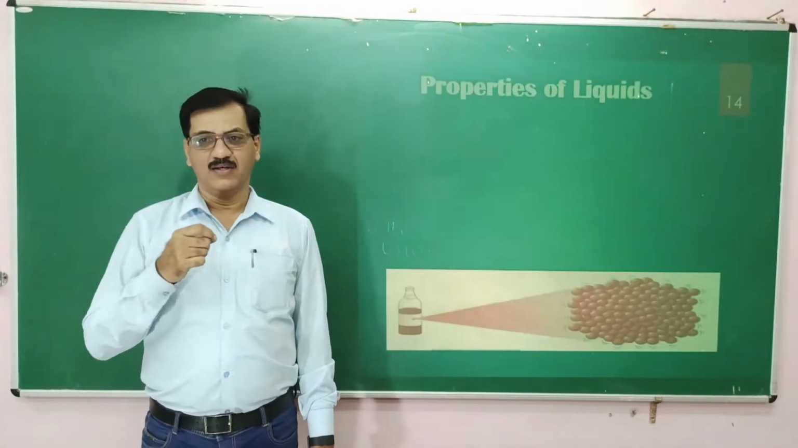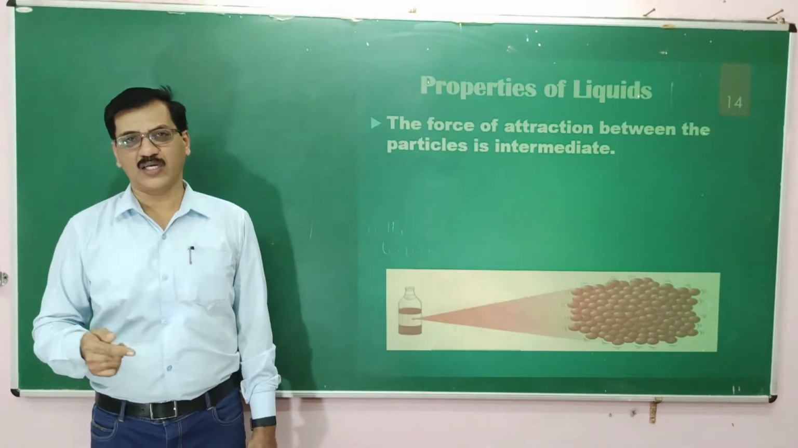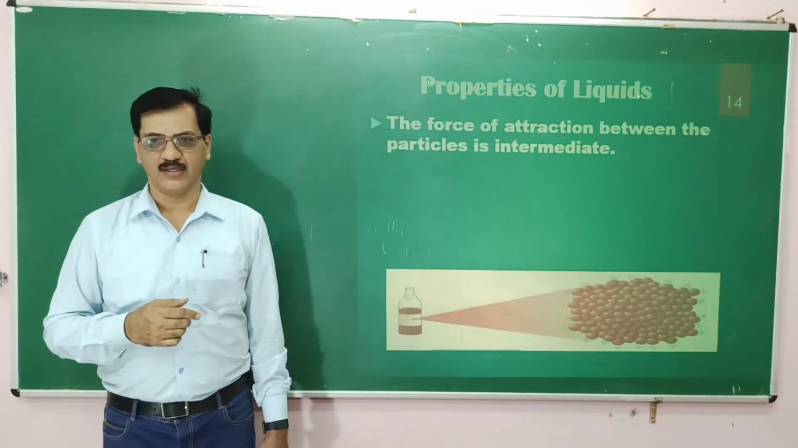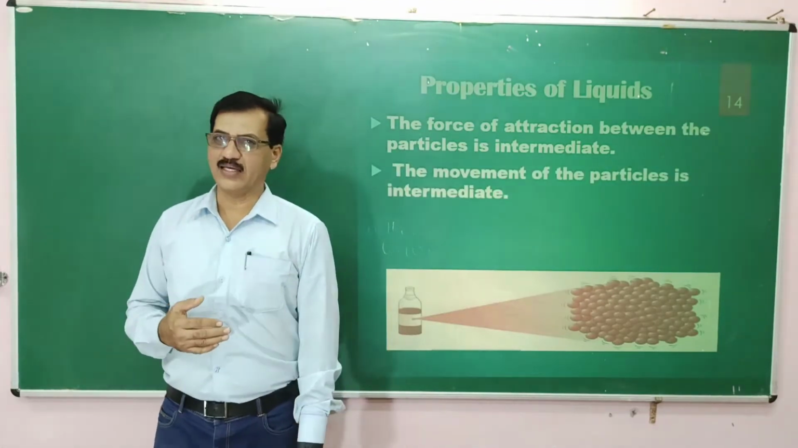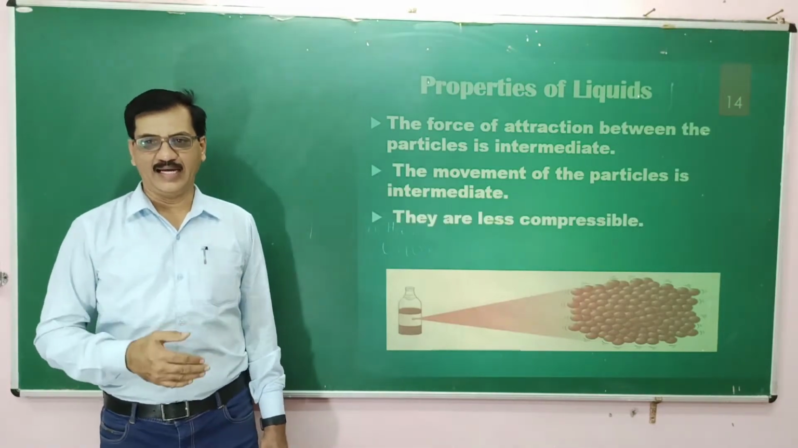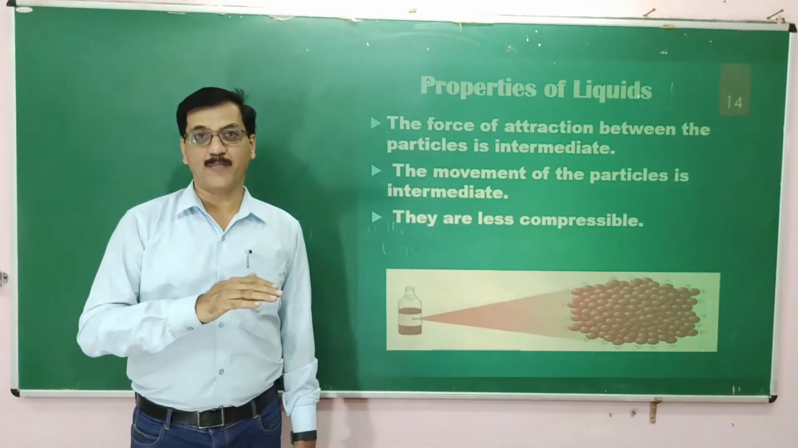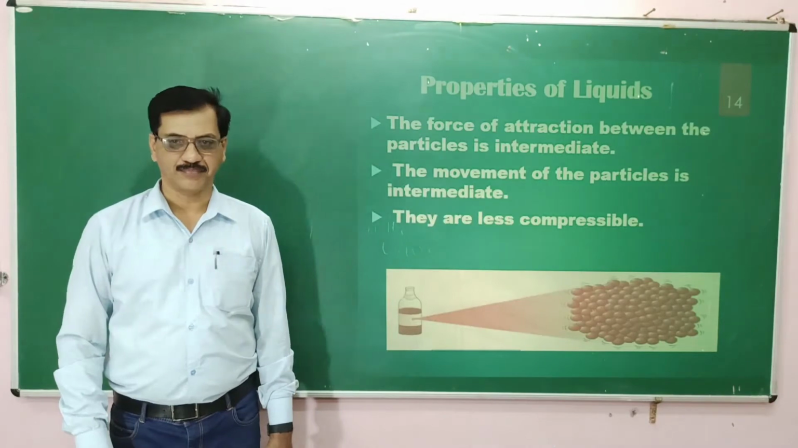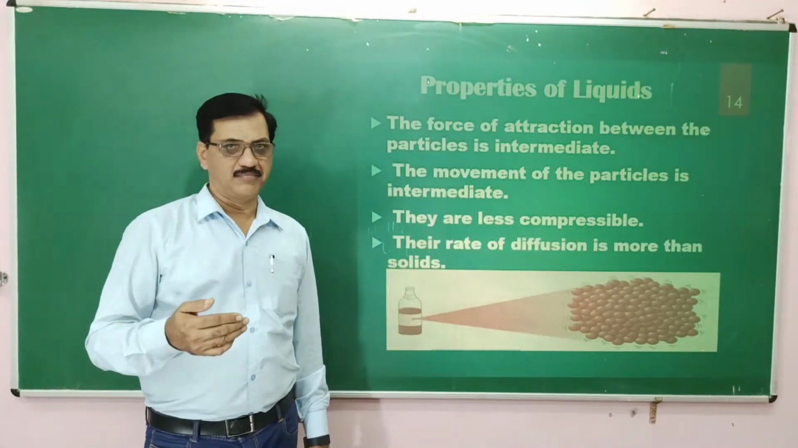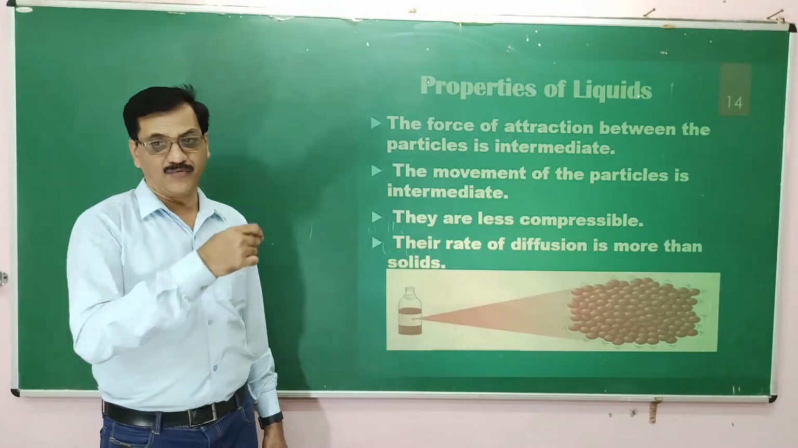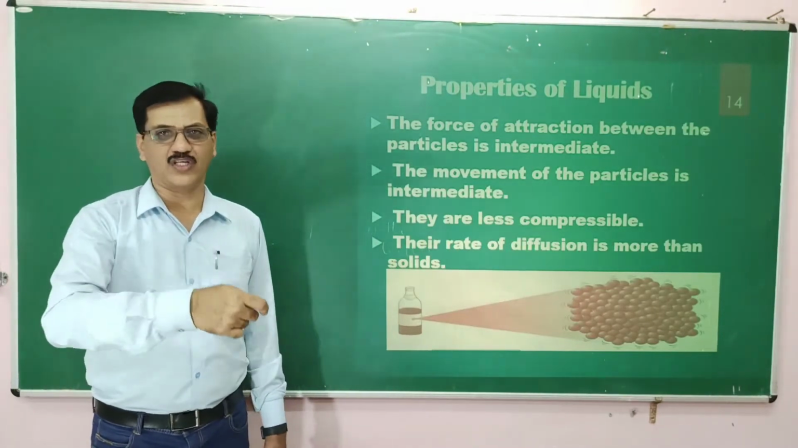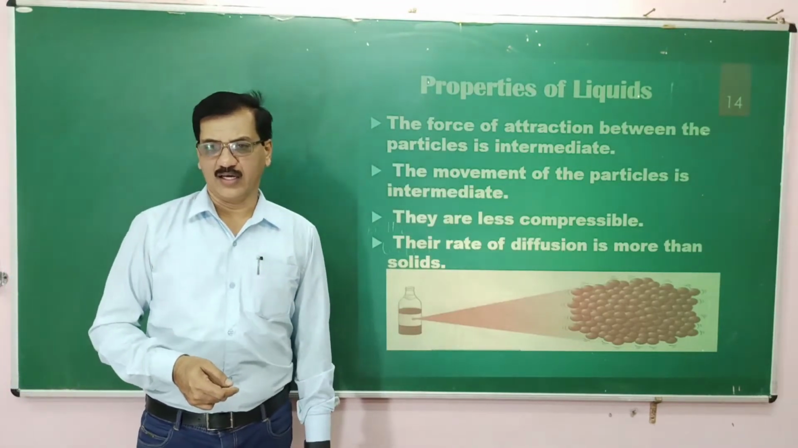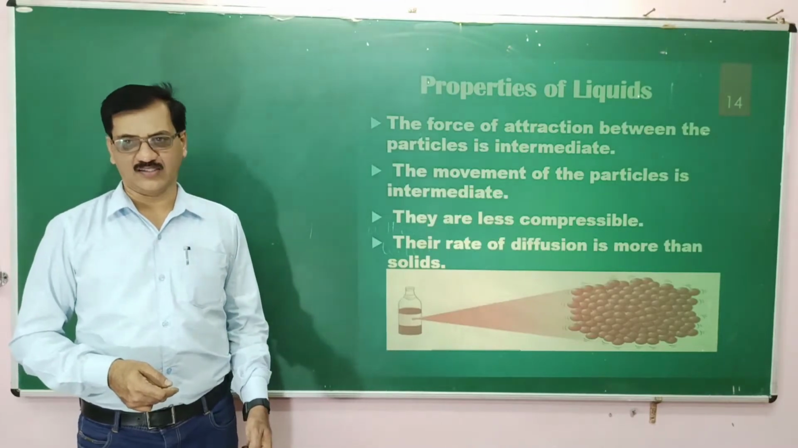So we can say the forces of attraction between the particles of liquid are less, or intermediate between solid and gas, and therefore the movement of the particles is intermediate. They are less compressible compared to gases, and compared to solids they may be more compressible. And when they are less compressible, the rate of diffusion is also intermediate. Right? So, let us take the properties of gases.